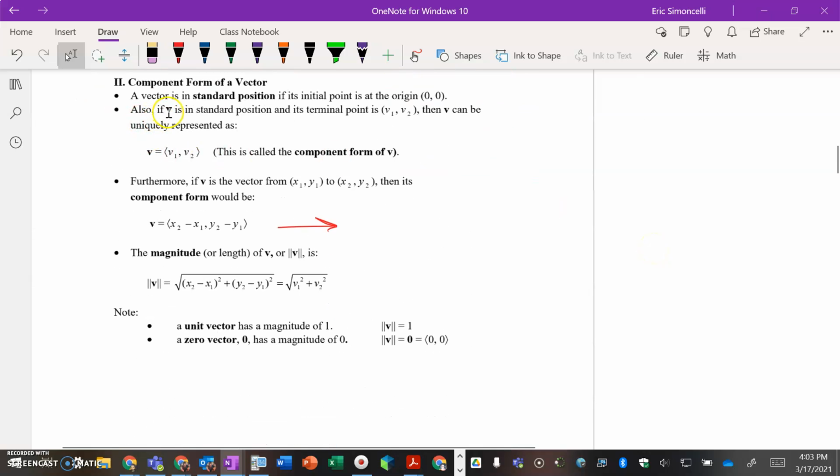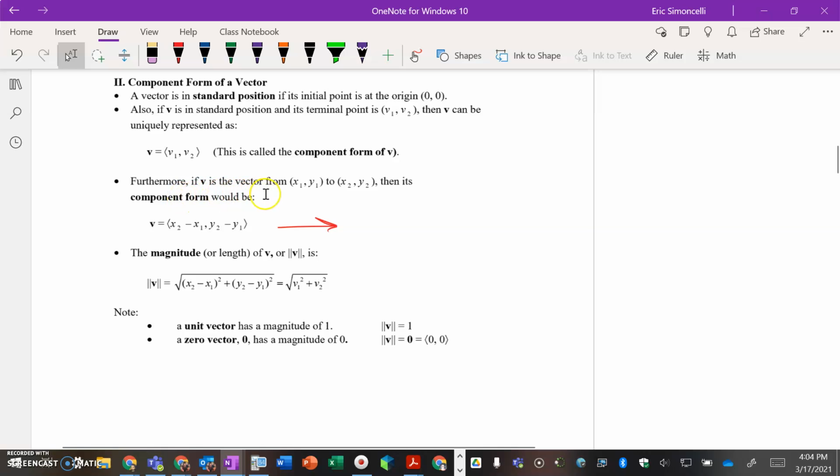A vector is in standard position if its initial point is at the origin, so 0, 0. Also, if vector v is in standard position and its terminal point is v sub 1, v sub 2, then v can be uniquely represented as follows. So vector v in the component form with these bracket-looking notations, v1, v2. This is called a component form of vector v.